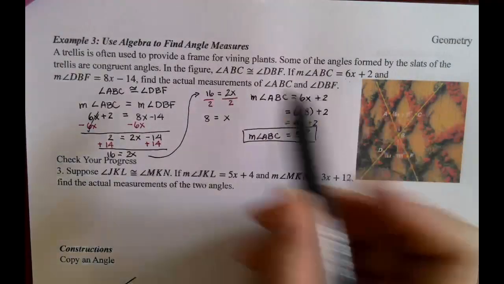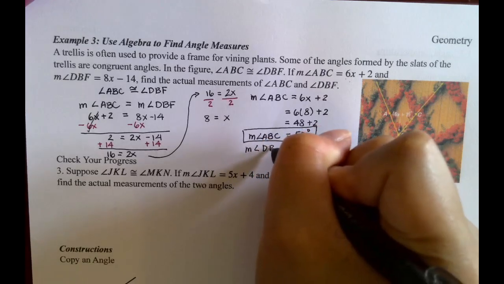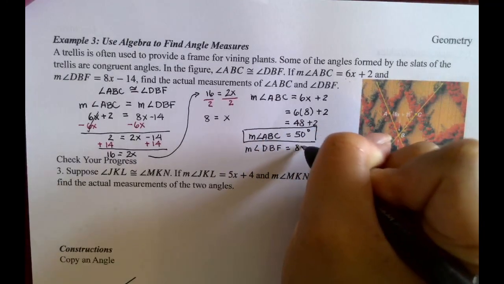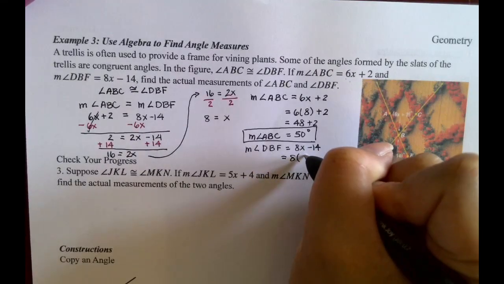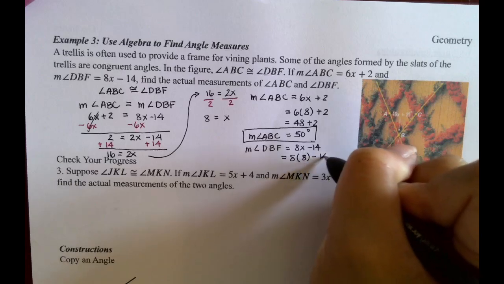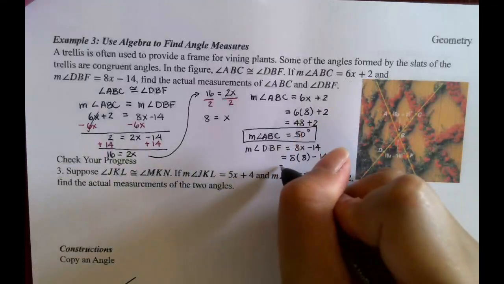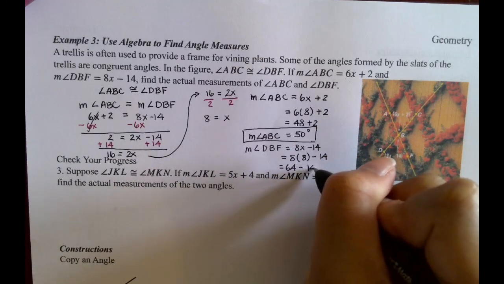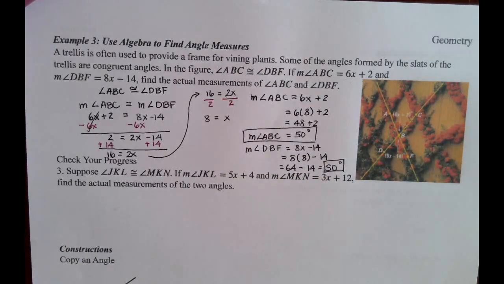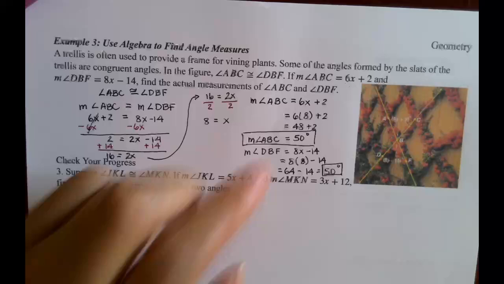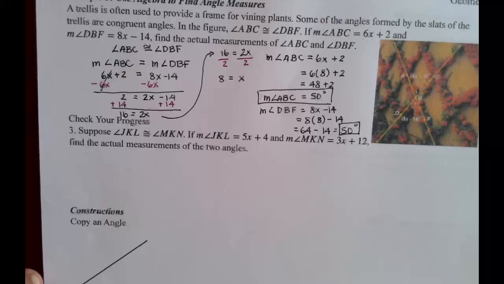However, just to check my work to make sure my x equals 8 was correct, I'm going to plug it back in also. So the measure of angle DBF is 8x minus 14. Again, if I did it correctly, I should be getting that 50 as well. So substitute 8 for x. 8 times 8 is 64. 64 minus 14 is 50 degrees, and so the measure of angle DBF is also 50 degrees, which is correct because they are congruent. Okay? So I'm going to have you try CYP3 here, and then once you're done, you can come check the answer.